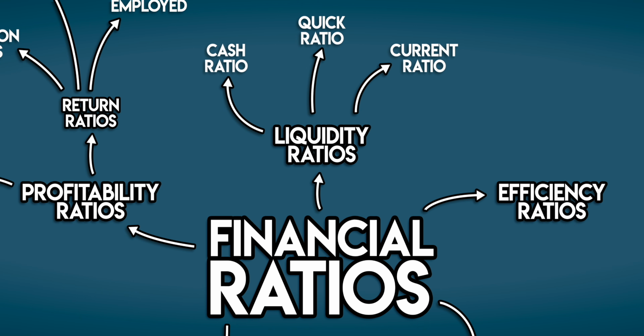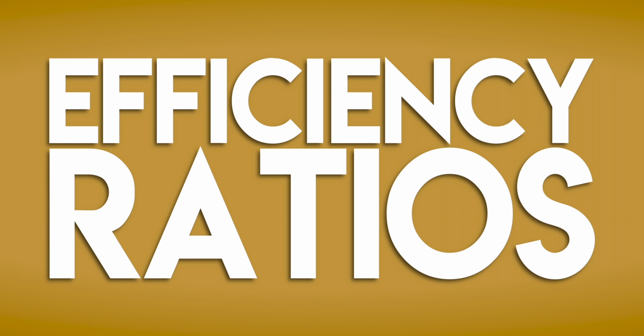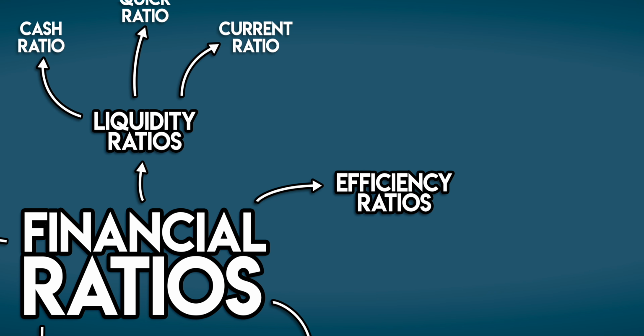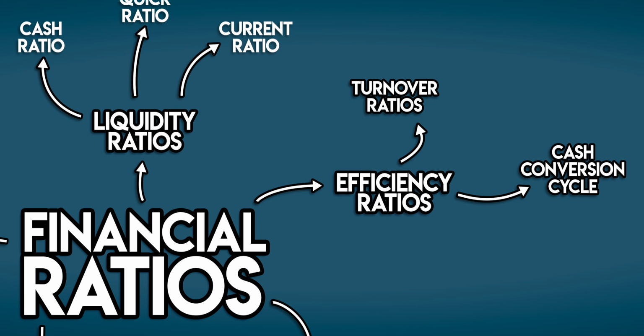Now let's move on to efficiency ratios. Efficiency ratios measure how effective a business is at selling inventory to customers, how quickly it's able to collect cash back from them, and how reliably it pays off its creditors. There are 2 parts to this. We have turnover ratios and we have the cash conversion cycle.